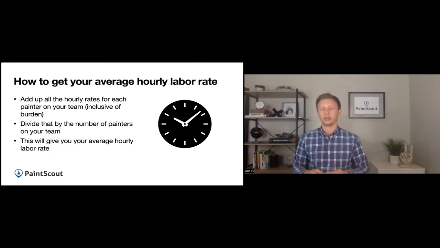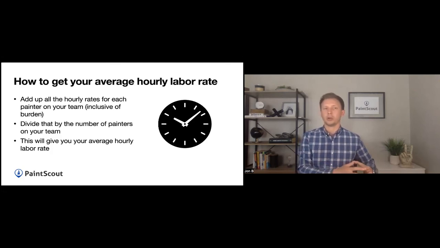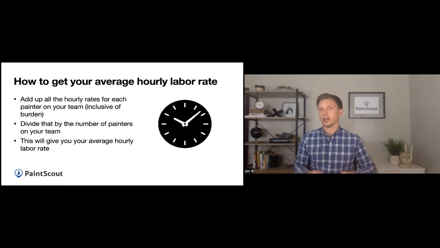The best way to do this, or the way that's easiest, is to add up all the hourly rates for each painter on your team, inclusive of labor burden. If you're not familiar with that term, labor burden is the cost that you're going to pay for every hour that somebody works. That's going to be employment insurance, workers' compensation, things like that. Things that are costs to your business, maybe not paid out to your staff, but definitely a cost. So we're going to add all of our painters together, then divide that number by the number of painters on your team. This is going to give you your average hourly labor rate.